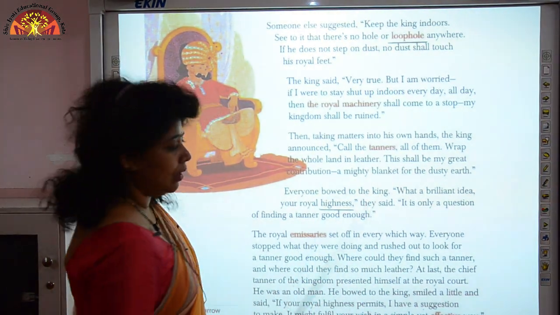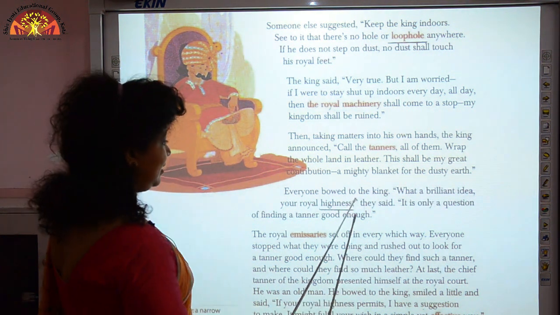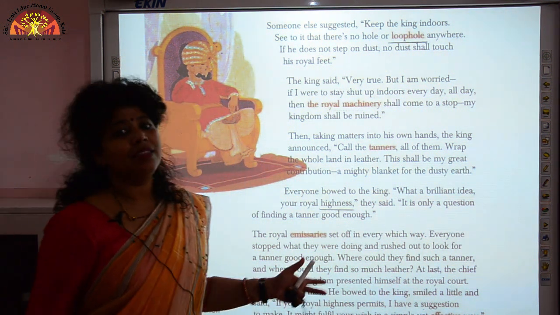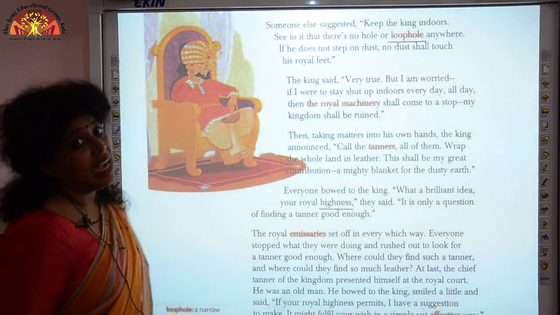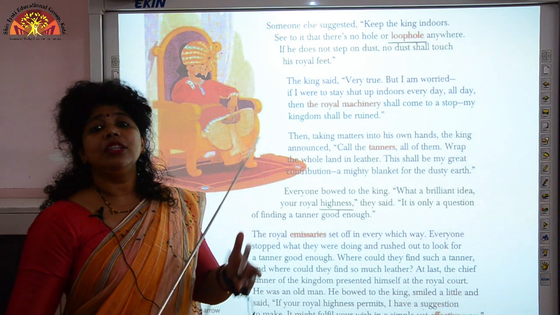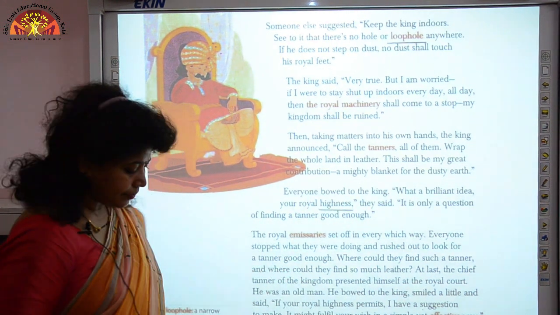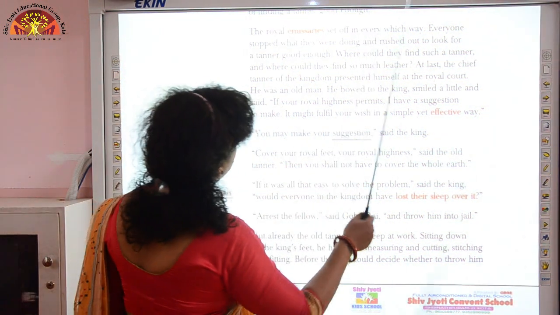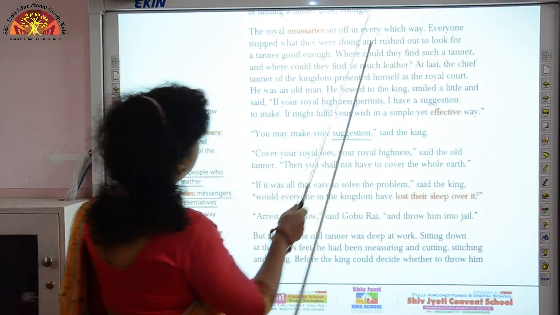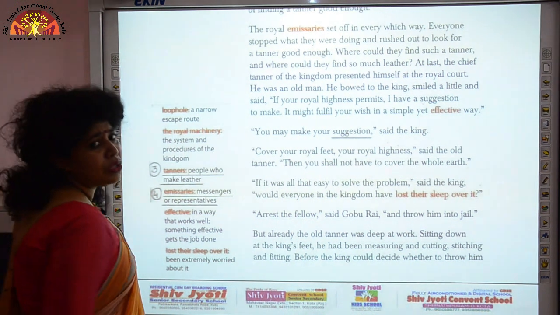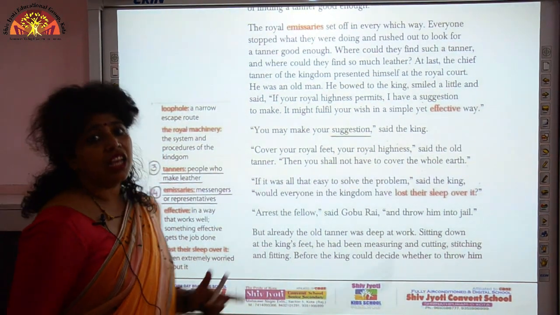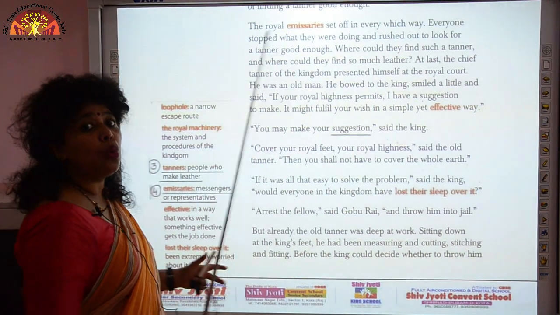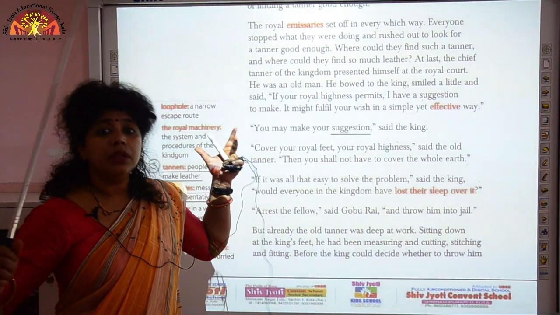Everyone bowed to the king. "What a brilliant idea, your royal highness," they said. "It is only a question of finding a tanner good enough." Everyone praised the brilliant idea of the king, and they said, now that we got the solution, the only thing to do was to find a good tanner. The royal emissaries or messengers set off in every which way. Everyone stopped what they were doing and rushed out to look for a tanner good enough. Where could they find such a tanner, and where could they find so much leather? So much leather to cover the whole earth.